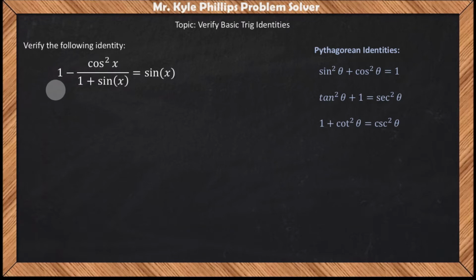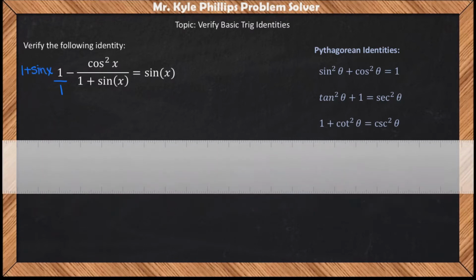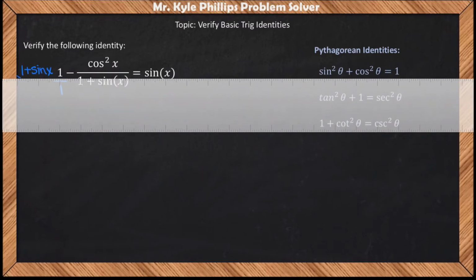So you have to remember that 1 is technically a fraction. It's 1 over 1, and in order to subtract fractions you need common denominators. So let's go ahead and do that here. The common denominator is going to be 1 plus sine x. So here we can multiply by 1 plus sine x, and we'll put that over 1 plus sine x.